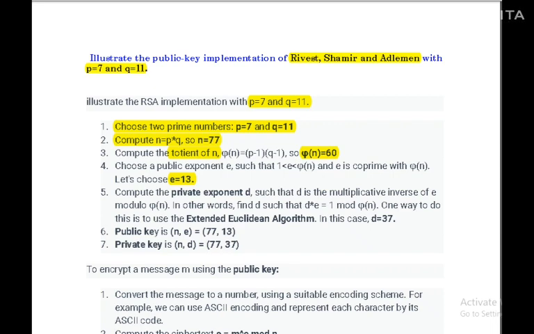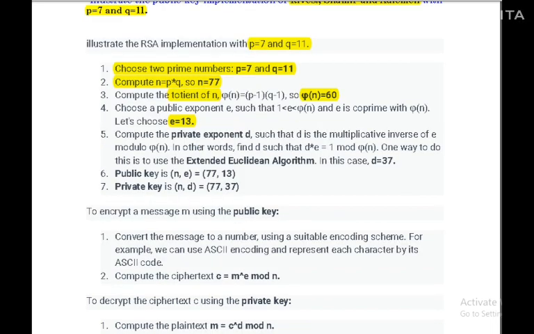So if we take this, we can calculate it will be 13, and this number can be any number between 1 and 60. Here we are taking 13, but we can also take 7 or any other number that is coprime to 60. Now continue to the next step.